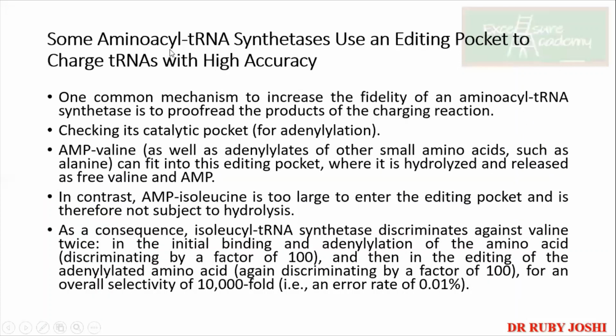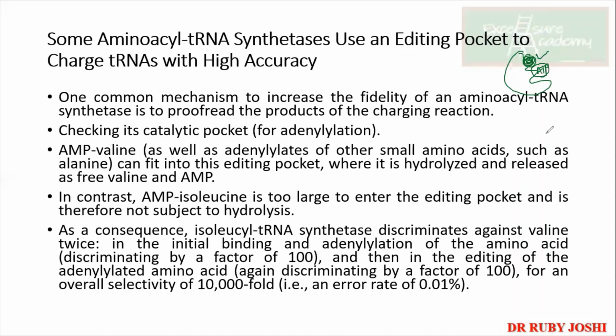Now, some aminoacyl tRNA synthetases use an editing pocket to charge tRNA with high accuracy. So already we have discussed the mechanisms by which the aminoacyl tRNA synthetases make sure that the correct amino acid has been charged. First it is checking its catalytic pocket, where your adenylation is happening. As we have seen in the figure earlier, let us say that this is the pocket. So here your amino acid should come and sit. Now ATP will be common for all, like all aminoacyl tRNA synthetases will have the same binding pocket for ATP because ATP does not change. The only difference will come in the case of the amino acid, and the tRNA depending on the anticodons.